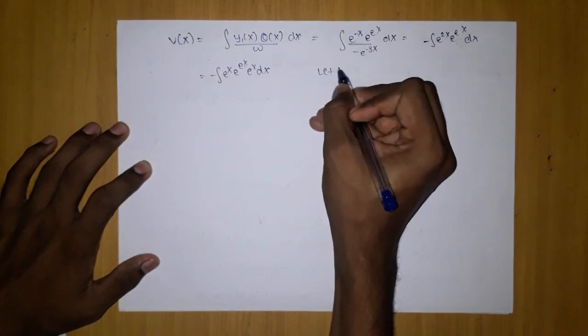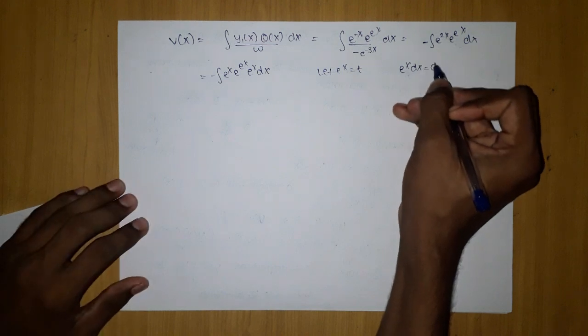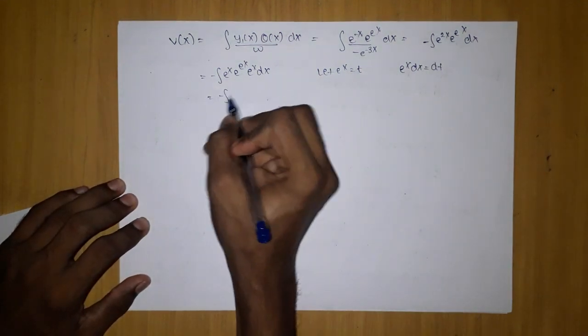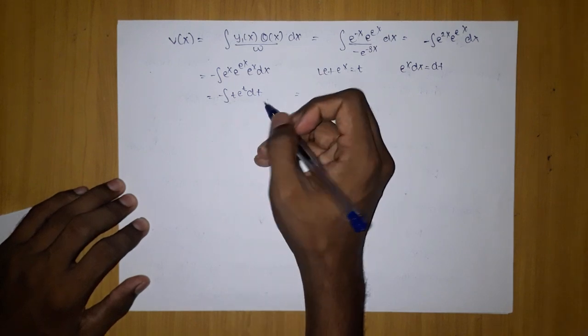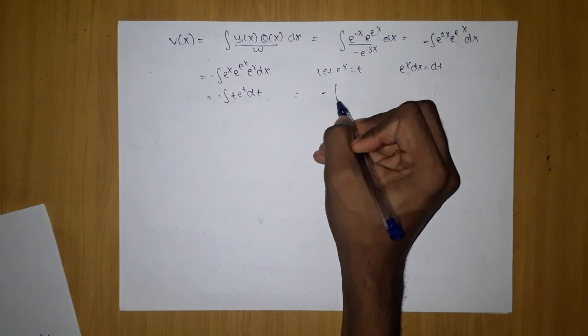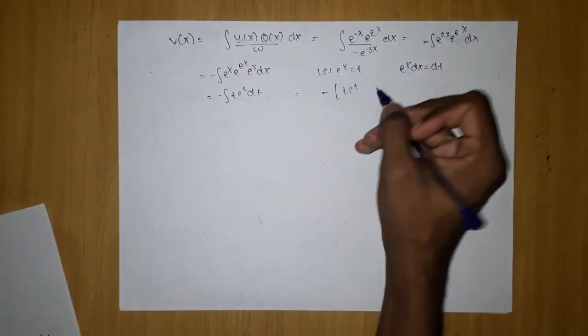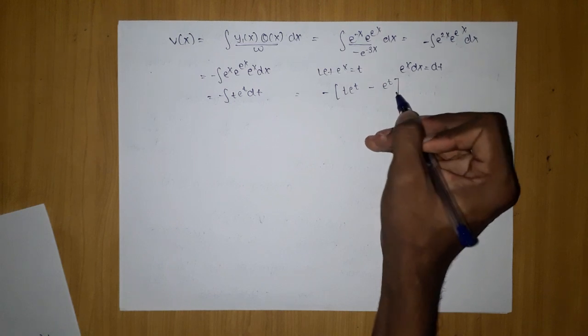Then again let e to the power x equal t, then you will get e to the power x dx equals dt. Do the substitution: minus t e to the power t dt. After this, you will apply the formula and try to get the answer, which will be minus, as it is, t e to the power t integration, minus its differentiation, again integration of this, e to the power t will be there.